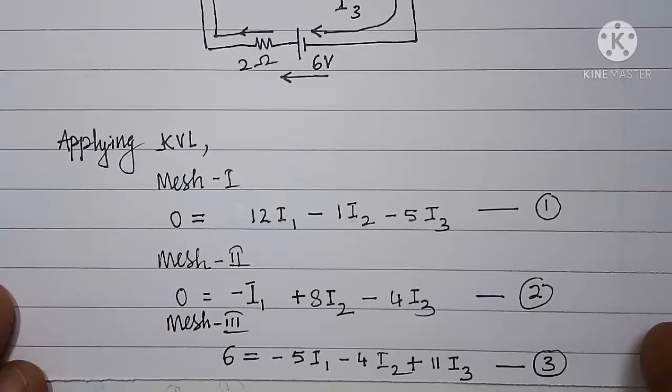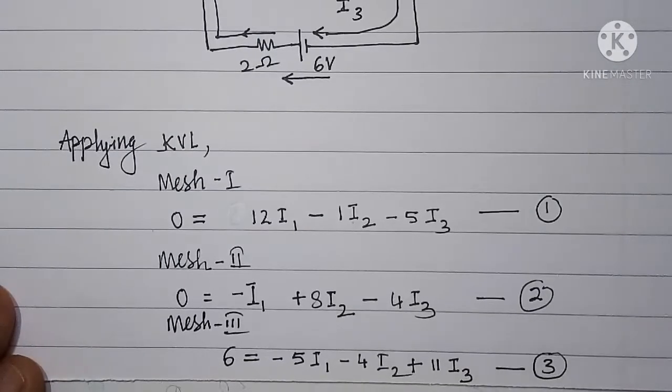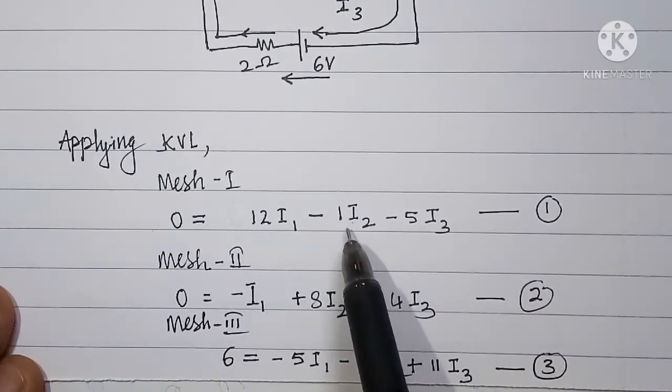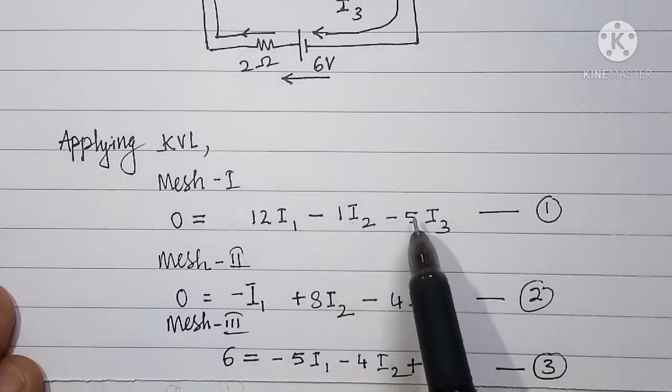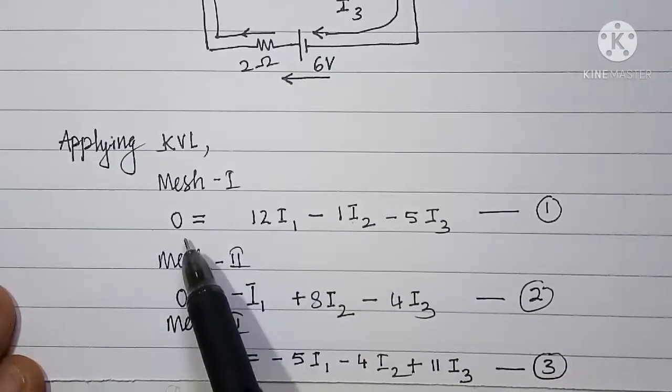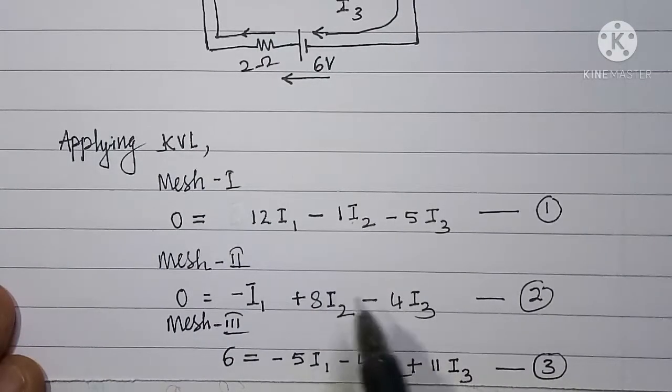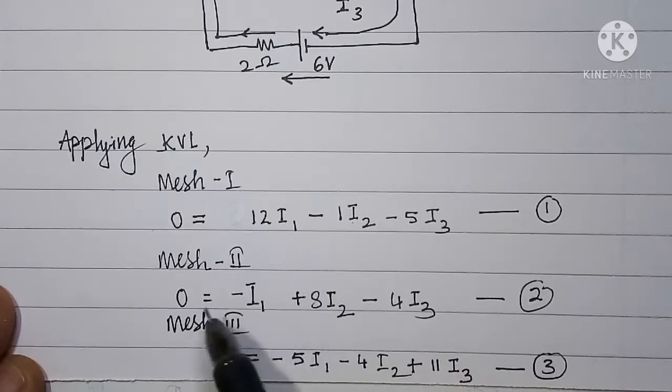Now we have to solve these three equations using a calculator. So A1 is 12, B1 is -1, C1 is -5, D1 is 0, A2 is -1, B2 is 8, C2 is -4, D2 is 0, A3 is -5, B3 is -4, C3 is 11 and D3 is 6.